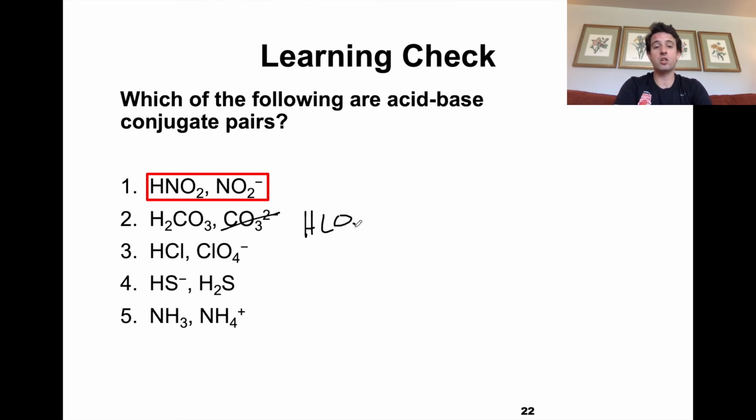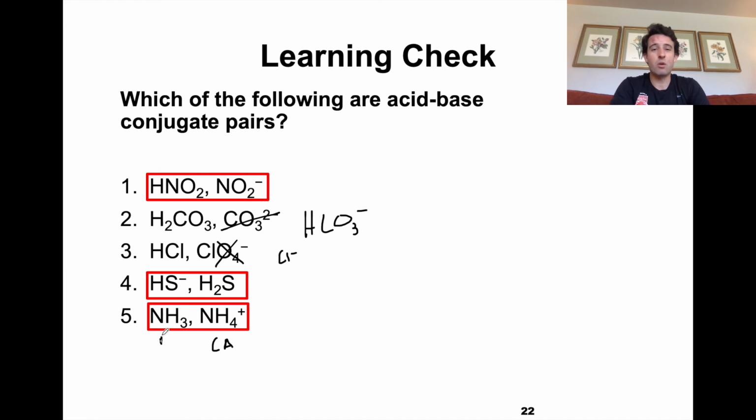Number 3 is not a conjugate pair. There's a ClO4 here. That doesn't match up with just the regular Cl there. So that's why it wouldn't be a conjugate pair. Number 4 is a conjugate pair. You're adding an H, so this would be a conjugate acid. This would be a base. Last one is also a conjugate pair. NH4 would be a conjugate acid. NH3 would be a base.